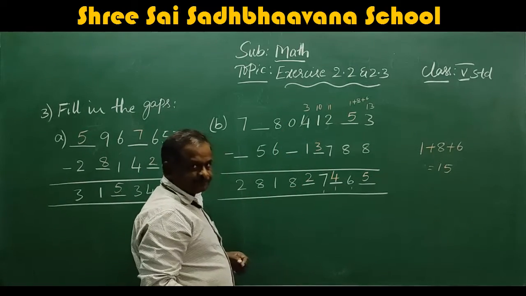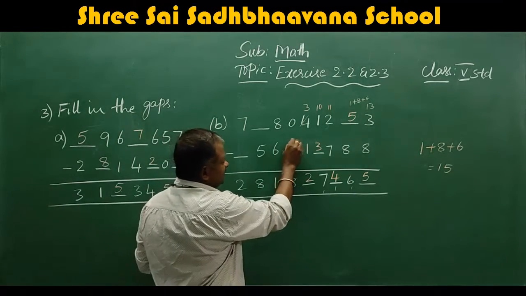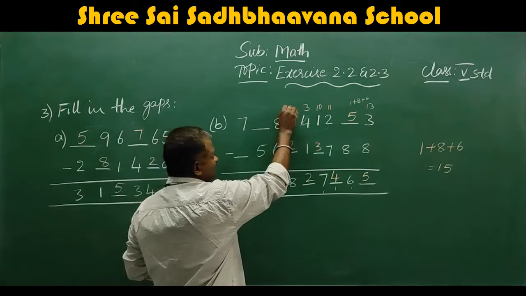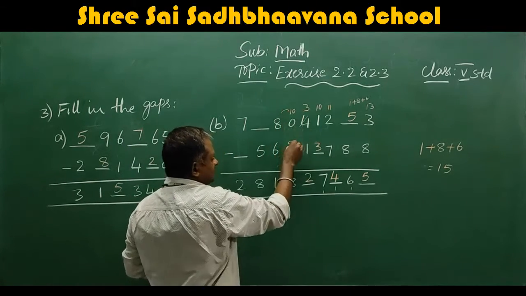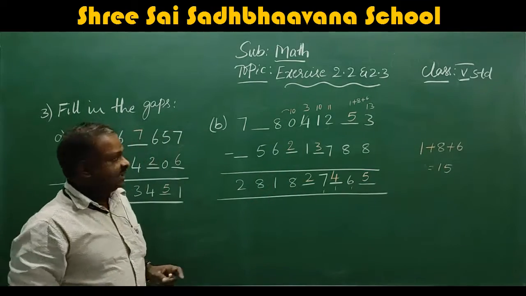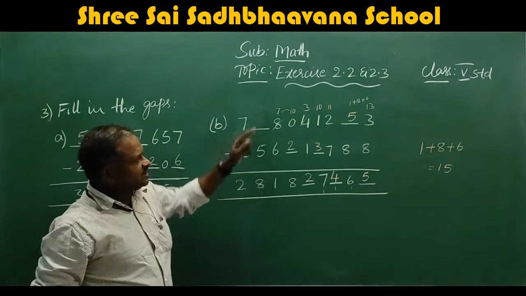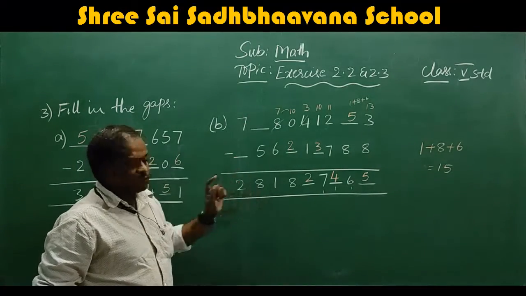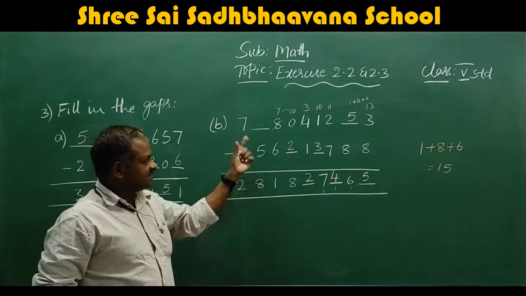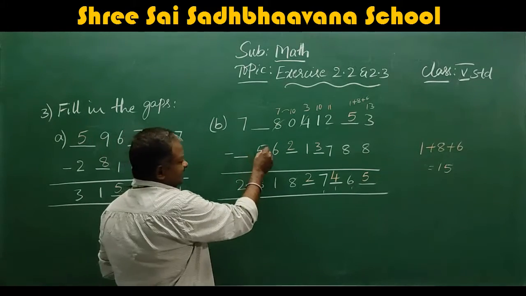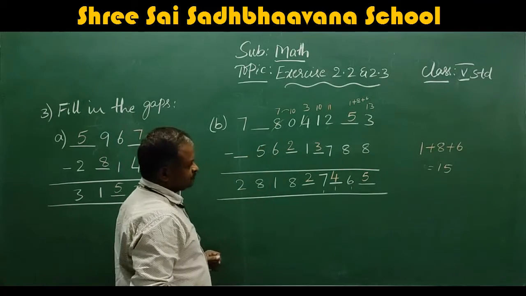So here it is 0, here it is 8. It should be 2 because we have to take one carry here. So 10 minus 2, 8. Now this becomes 7. 7 minus 6, 1. So what we have done is correct. Next, here it is 5, here it is 8.